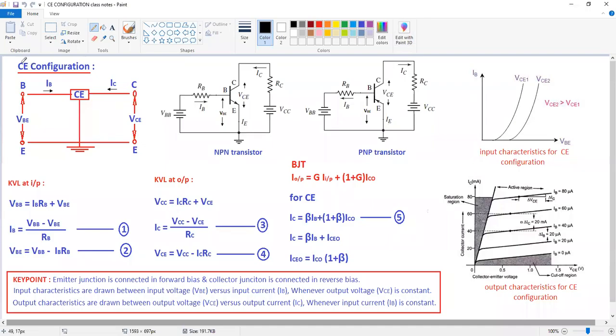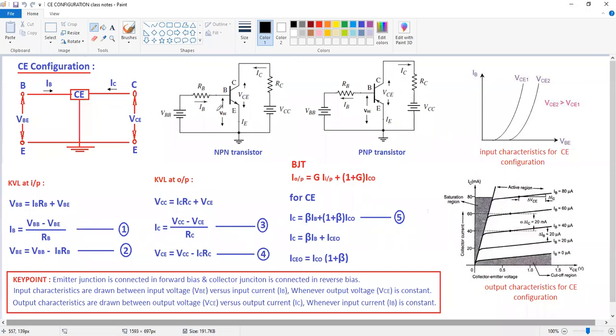Now here, this circuit shows the common emitter configuration. Already I explained what are the input voltage, input currents, output voltage, output currents in the case of common emitter configuration. Once again, I am explaining this.